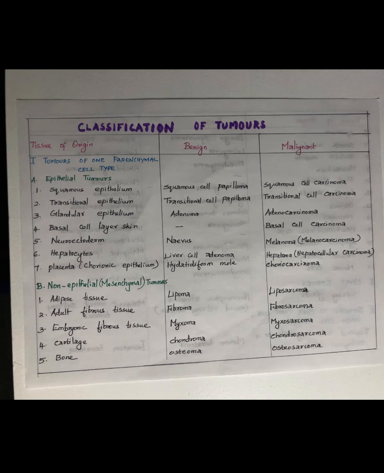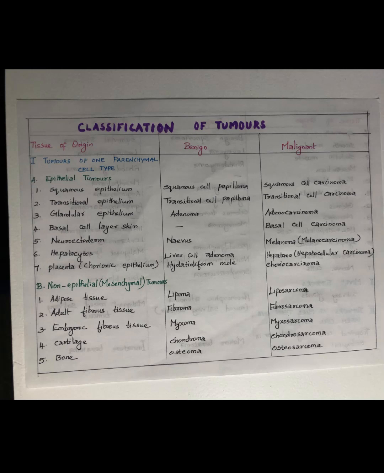Basal cell carcinoma. Neuroectoderm. Nevus. Melanocarcinoma or melanoma. Hepatocytes. Liver cell adenoma. Hepatocellular carcinoma or hepatoma. Chorionic epithelium or placenta. Hydatidiform mole. Choriocarcinoma. Next is non-epithelial or mesenchymal tumors. Adipose tissue. Lipoma. Liposarcoma. Adult fibrous tissue. Fibroma. Fibrosarcoma. C. Embryonic fibrous tissue.